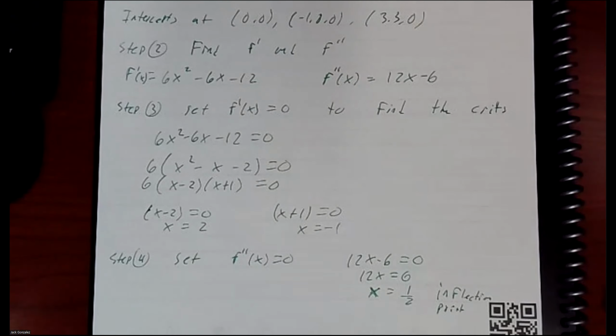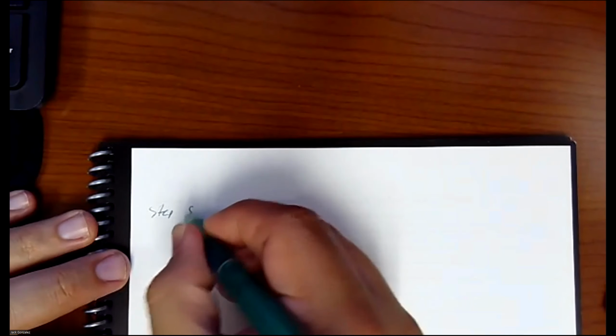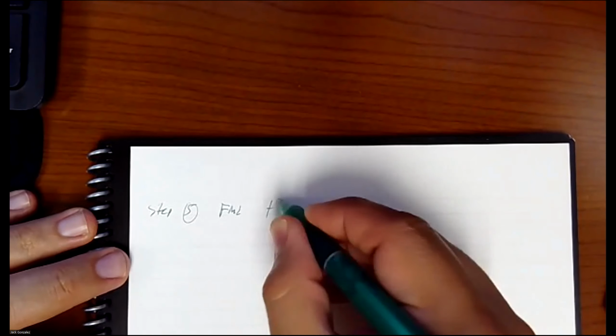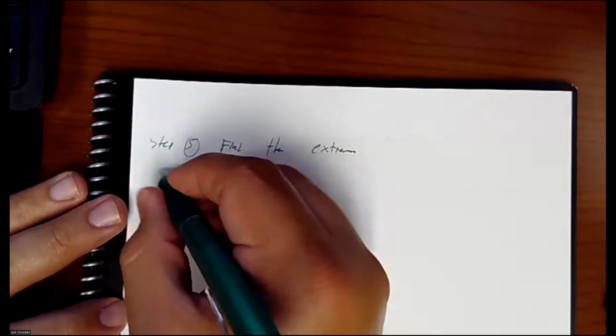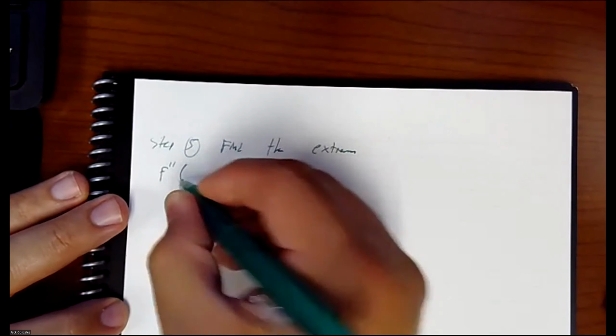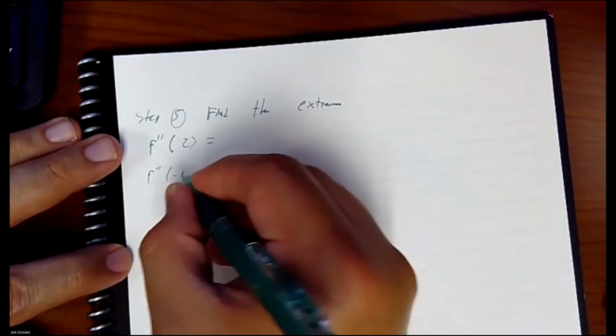So now we need to plot it. Oh, we need the extrema. That's what we need to do. So step 5, find the extrema. The easiest way is to plug it into the second derivative. So second derivative at each critical point, which was 2 and -1. The function was 12x minus 6.